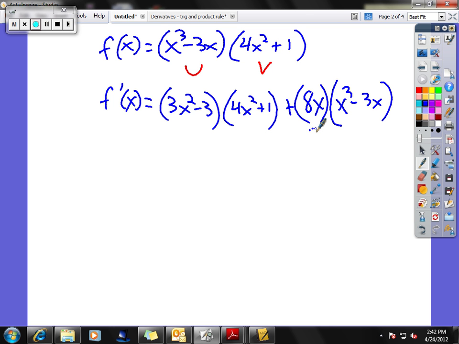Okay? All right. So then you could multiply this stuff out, combine like terms, and I'm not going to do that right now. That's the product rule: u prime v plus v prime u.